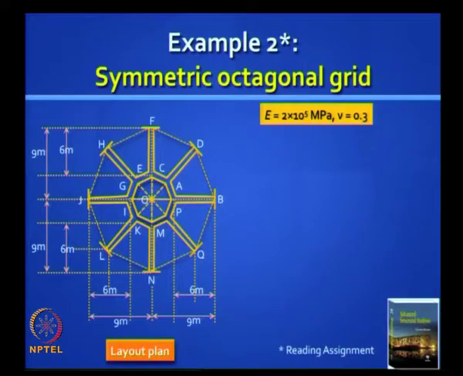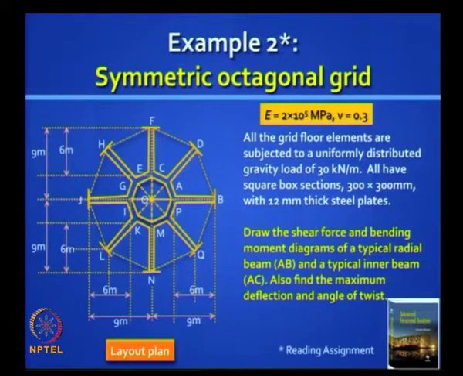This is a problem that is very interesting, but we do not have time to solve it. Please read it in the book. Don't worry, in the exam I am not going to ask you such a problem, but architects like to give such a roof, for example. You have an octagonal roof with radial elements and circular elements. Can you design this from first principles? Well, you can take advantage of symmetry and solve this problem. You just need to apply your brain. You can use some shortcuts and crack this problem very easily. It's a reading assignment for those of you who are interested.